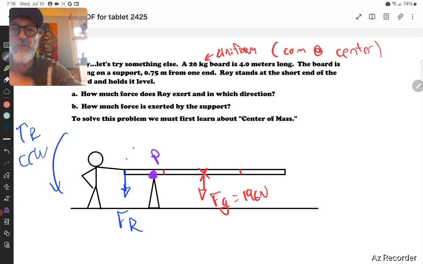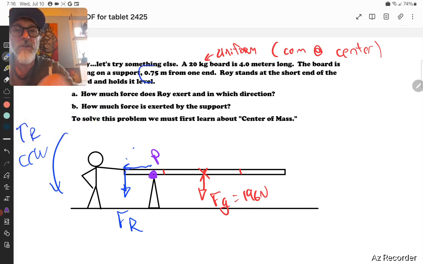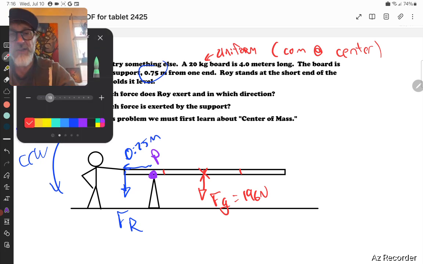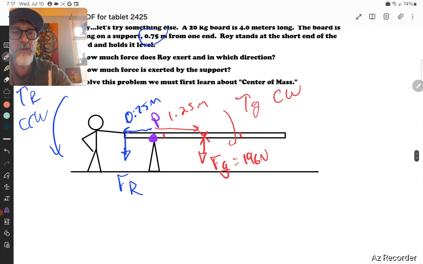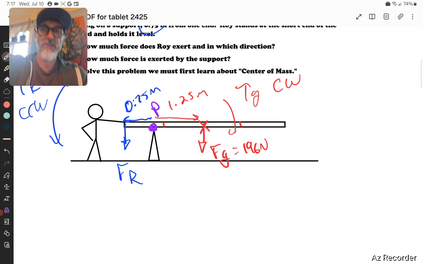pivot point. So torque is force times distance. How far is Roy's force from that pivot point? Well, the problem told us that it's 0.75 meters. All right, and then meanwhile, gravity's over here pulling down. Torque from gravity is clockwise, right? Because it's trying to make the board spin clockwise, right? All right, and how far is that? Well, the whole board is 4 meters, half of it is 2. So that means this distance is 2 minus 0.75, so 1.25 meters, right? Okay, so let's go over to here and find our torque of gravity.